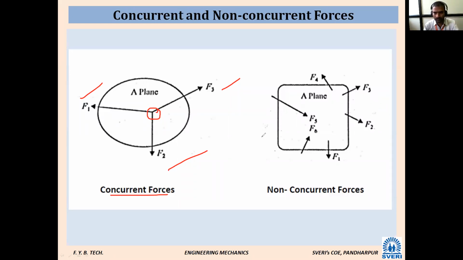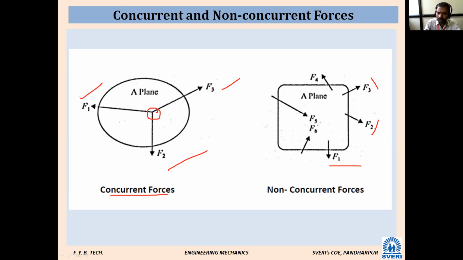concurrent forces. अभी देखो इधर एक प्लेन है, A प्लेन, ओके, एक प्लेन है. There are different forces. अभी देखो F1 force is going downward, F2 force is going inclined, F3 force is going somewhere, F4 force, F5, F6. अभी देखो मैंने F6 का ऐसे लाइन ऑफ एक्शन, F4 का ऐसे है, F3 का ऐसे है, F2 का ऐसे है, F1 का ऐसे, F5 का ऐसे.